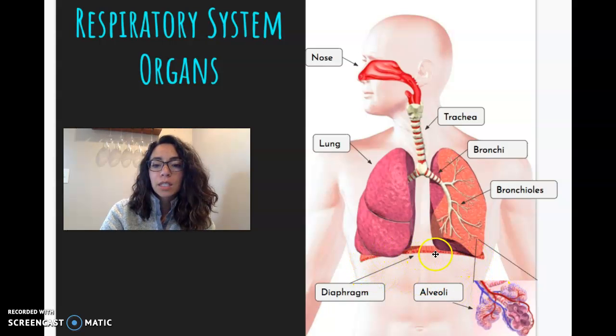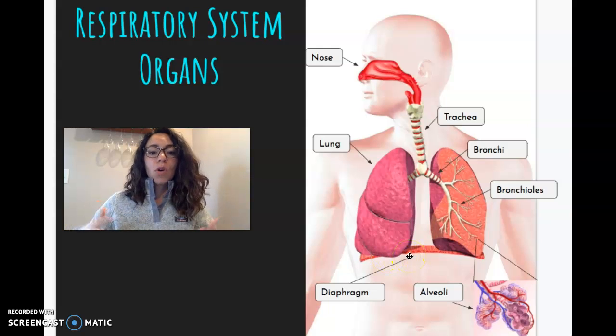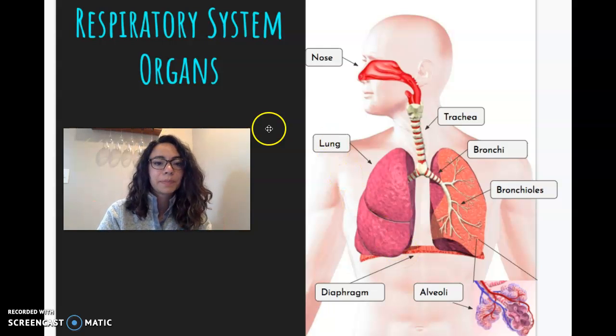Underneath the lungs here is a muscle called the diaphragm that helps to open and close when you breathe in, breathe out. Breathe in, breathe out. It's a muscle, a diaphragm.